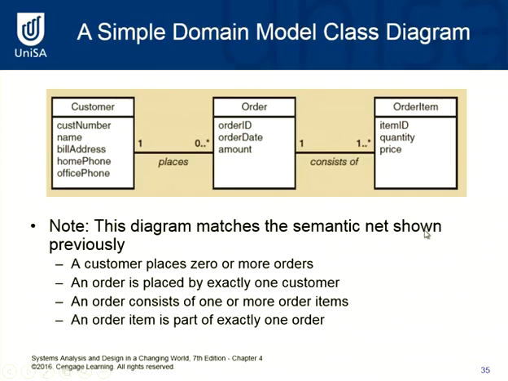So the diagram matches the semantic net shown previously, and we can see that a customer places 0 or more orders. An order is placed by exactly one customer. An order consists of one or more items. An order item is part of exactly one order. What I've just read there is exactly what is under here, and I've just shown you how you actually read the relationships between those particular classes.